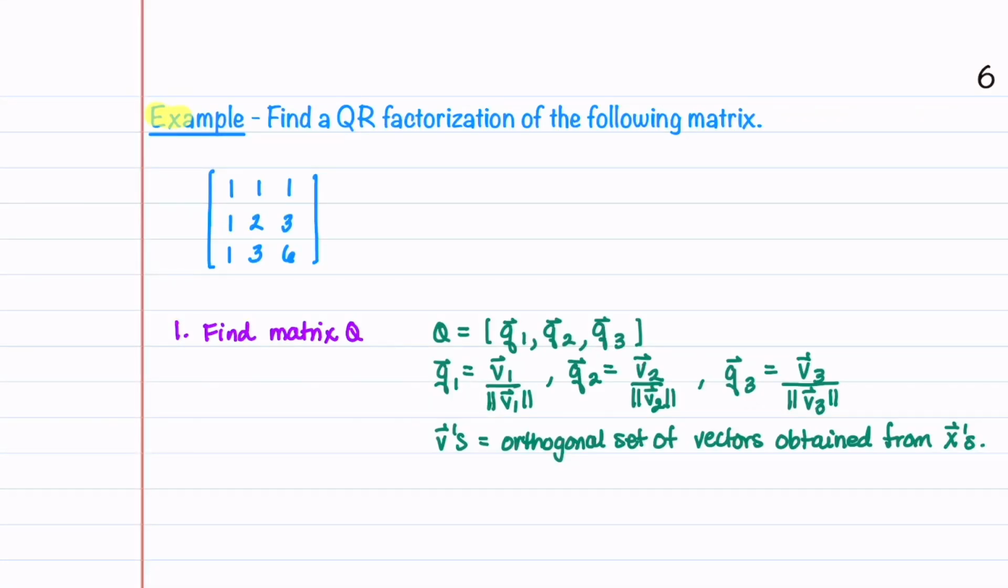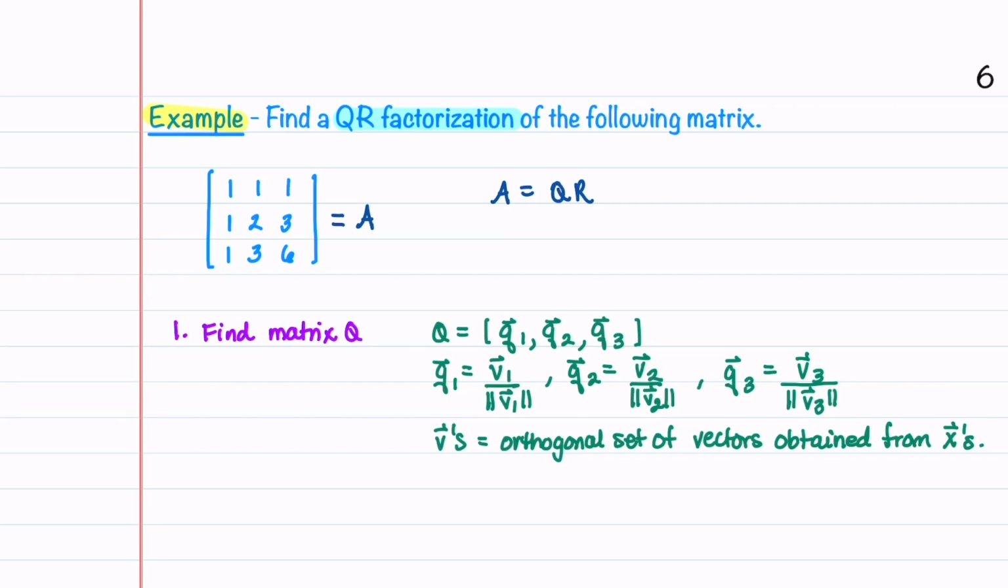Let's walk through an example where we're going to find a QR factorization of the following matrix. I'm going to begin by labeling this matrix that we're given as matrix A, and then I'm going to write down that A is going to be equal to Q times R. The other thing that I'm going to do to set up our problem is I'm going to label the columns of matrix A as vectors x1, x2, and x3. Now we're ready to start.